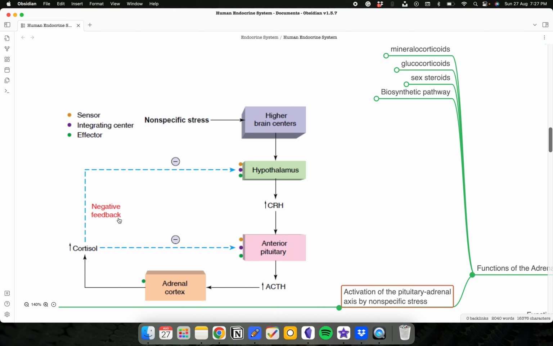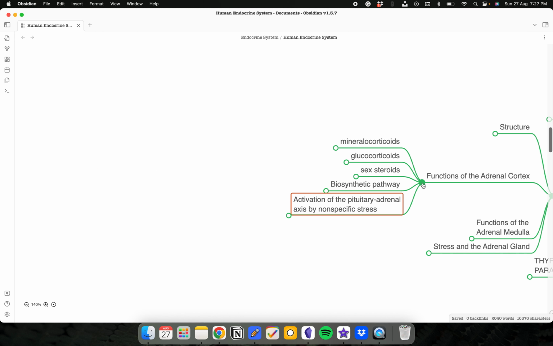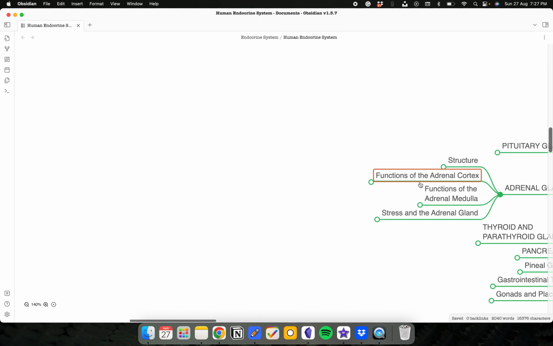Now there will be another negative feedback mechanism, same as with the pituitary gland. One thing is it will inhibit the anterior pituitary, that means the responsiveness of the anterior pituitary towards CRH. Also, if the anterior pituitary is inhibited, ACTH production will be lowered, and again it will inhibit the hypothalamus, so that CRH secretion is decreased. That is how, through this negative feedback mechanism, the adrenal gland secretion is maintained or regulated. Okay, now these were the functions of the adrenal cortex.